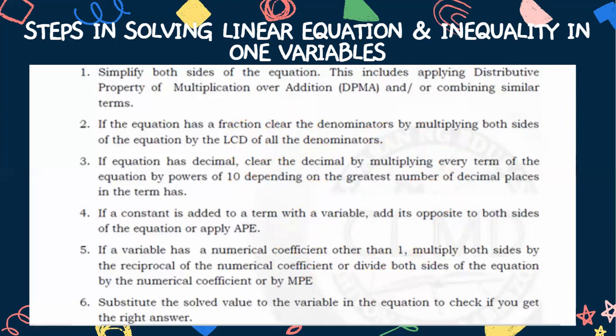Alright? Next, number 6. Substitute the solved value to the variable in the equation to check if you get the right answer. So, dito na, sa number 6, mag-check na tayo. So, isa-substitute natin yung nakuha natin kung talagang tama ba yung nakuha nating value. Alright, so that is the step in solving linear equation and inequality in one variable.